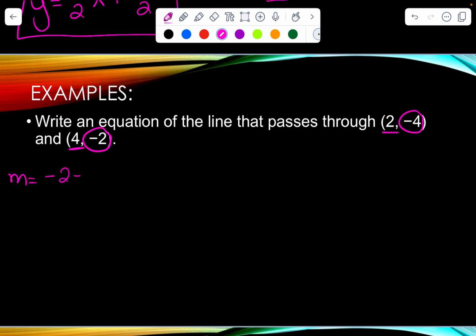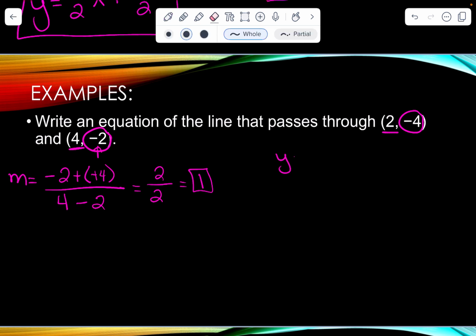So I'm going to go negative 2 minus negative 4. I started with negative 2, so I'm going to go 4 minus 2. So negative 2 plus 4 gets me 2. 4 minus 2 gets me 2. Simplify that to a 1. So now I plug that in, and I'm going to go y equals. First, we got to pick a point. So here's our x, here's our y. So we're going to go negative 4 equals 1 times 2 plus b.